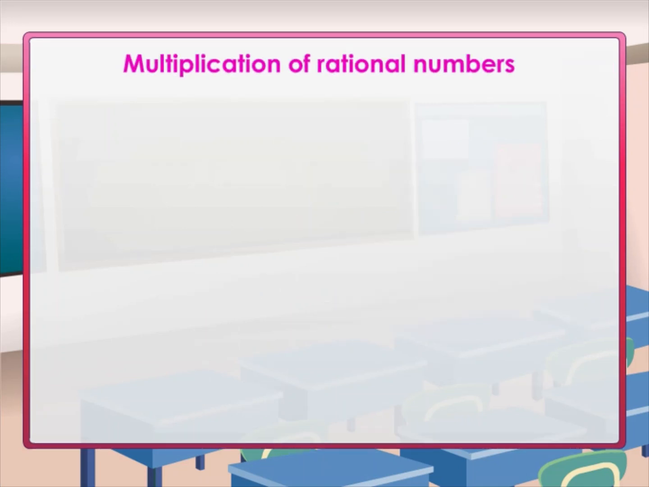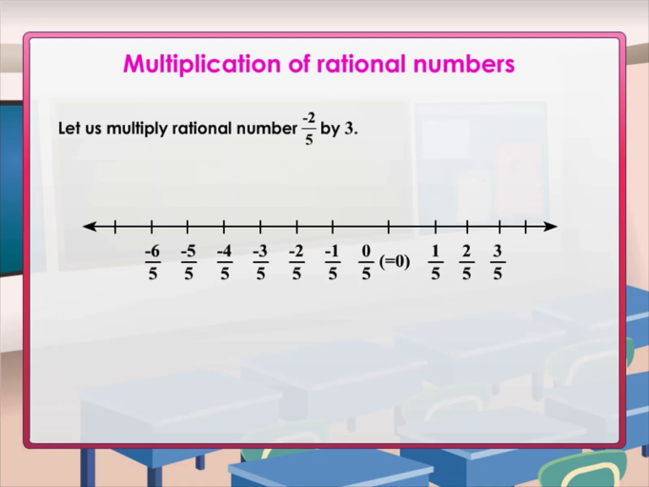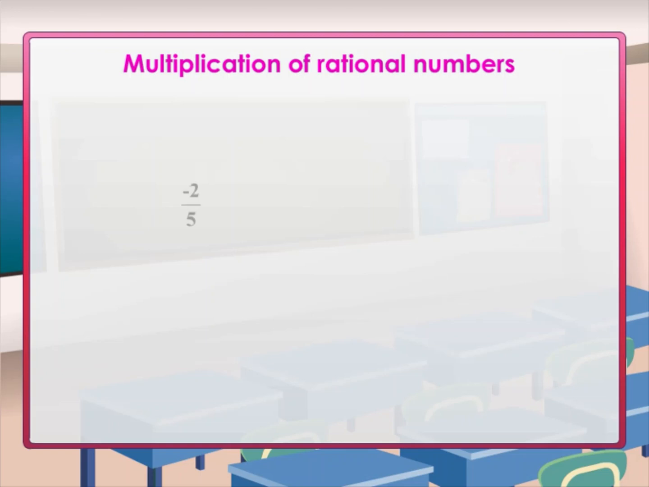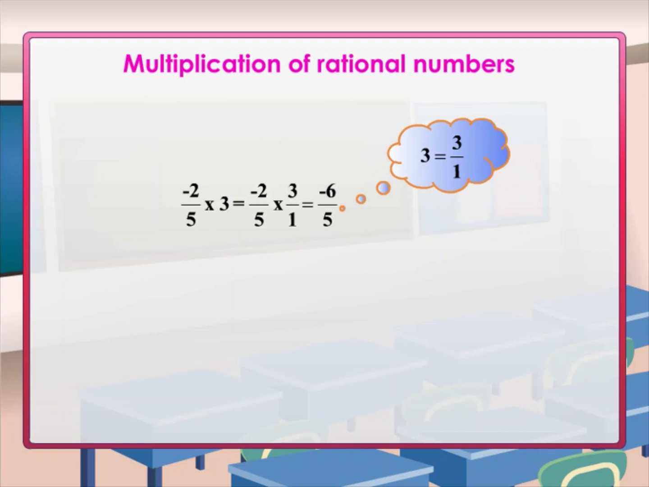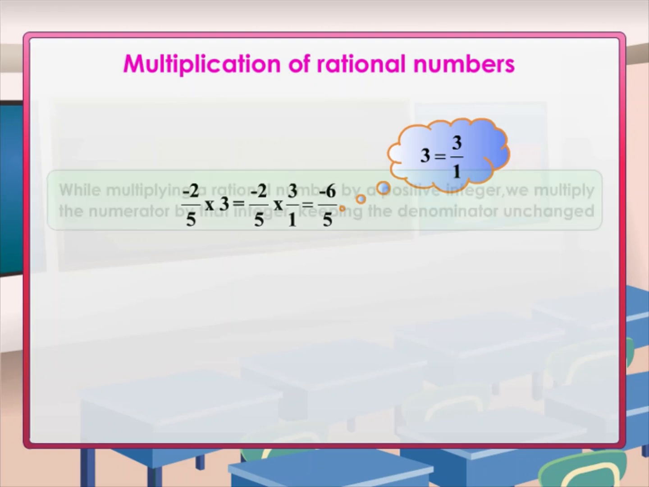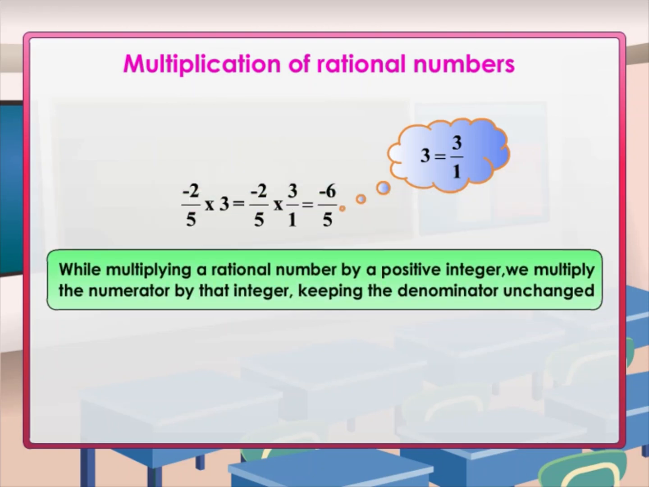Multiplication of rational numbers. Let us multiply the rational number minus 2 by 5 by 3. On the number line, we find the product of the rational number. Minus 2 by 5, 3 times, we reach minus 6 by 5. Let us find it as we did in fractions. Minus 2 by 5 into 3. We can also write 3 as 3 by 1. We get minus 6 by 5. We arrive at the same rational number. We multiply the numerator by that integer, keeping the denominator unchanged.